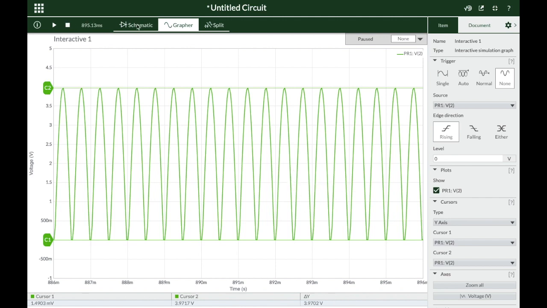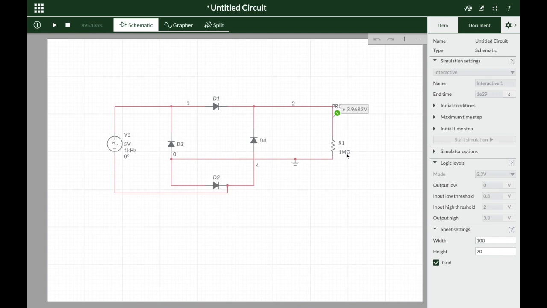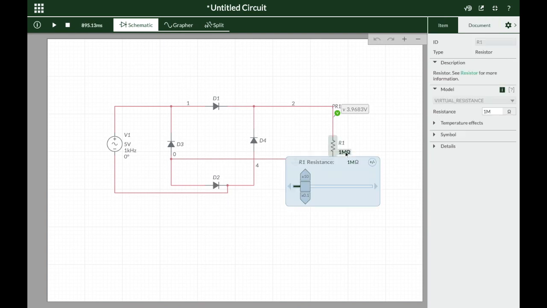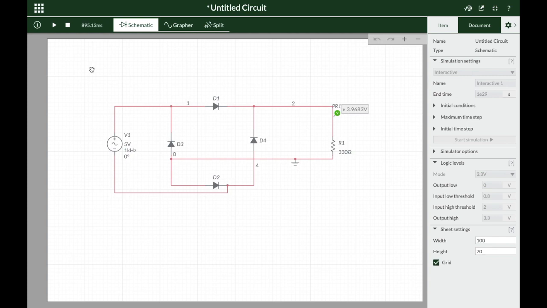We will now come to a full load condition. That means we will select minimum value of load resistance, which will give us maximum load current, which we will then consider as full load condition. So we will take this as 330 ohms. Run the simulation and see the output waveform.